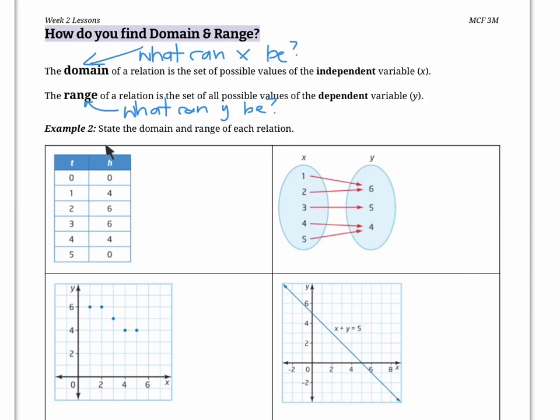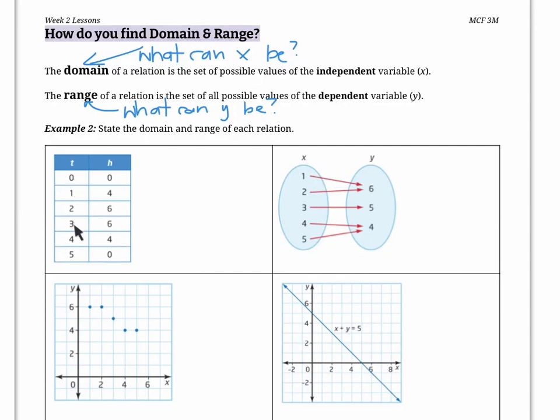So let's try this example. What is the domain and range of this? So we took a look at this when we were defining whether this was a function or not. We did that in our last video. We found that this was a function because every x only had one y. But what is x allowed to be?